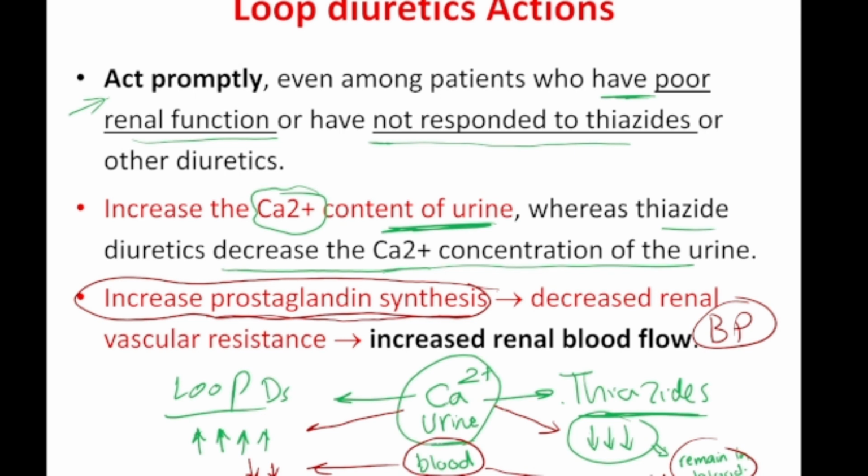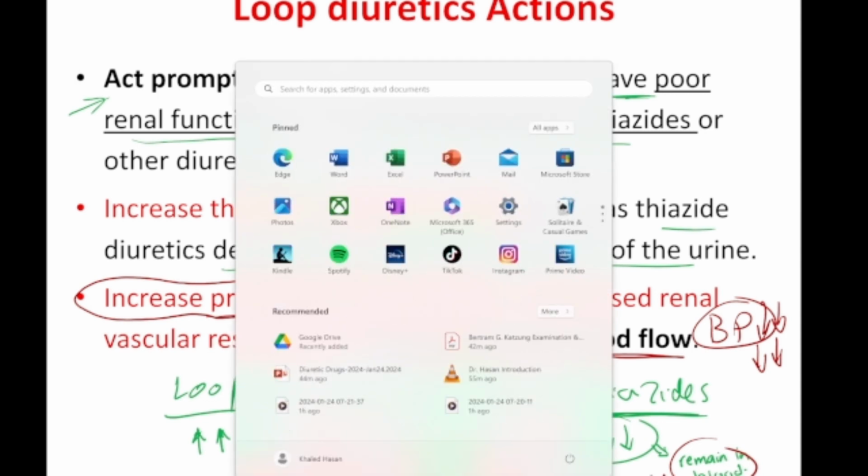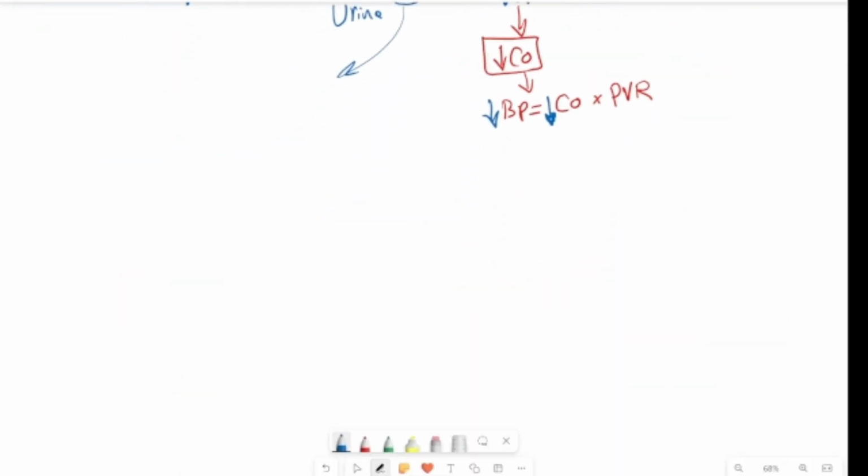Loop diuretic increases prostaglandin synthesis, decreases renal vascular resistance, increases renal blood flow, and this may explain why, for example, loop diuretic and thiazide decrease blood pressure. So we have maybe several mechanisms. Number one, decrease blood volume. Number two, enhance elimination of sodium. Number three, increase renal blood flow through the prostaglandin synthesis. I will summarize what happened there with the diuretic.